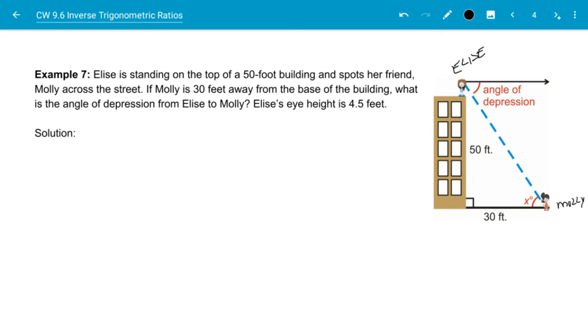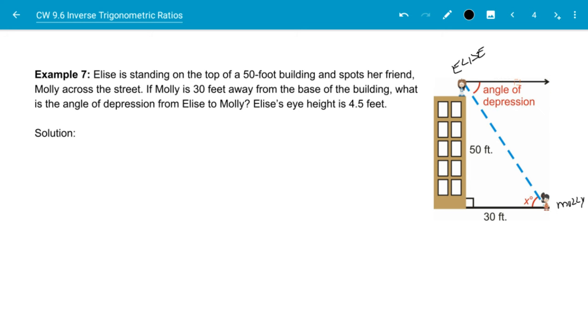So we take a look at this. First of all, if Elise looks straight out horizontally, that's where she's looking, just straight out. When she looks down at the specific angle, that's called the angle of depression because it's depressing from the horizontal.